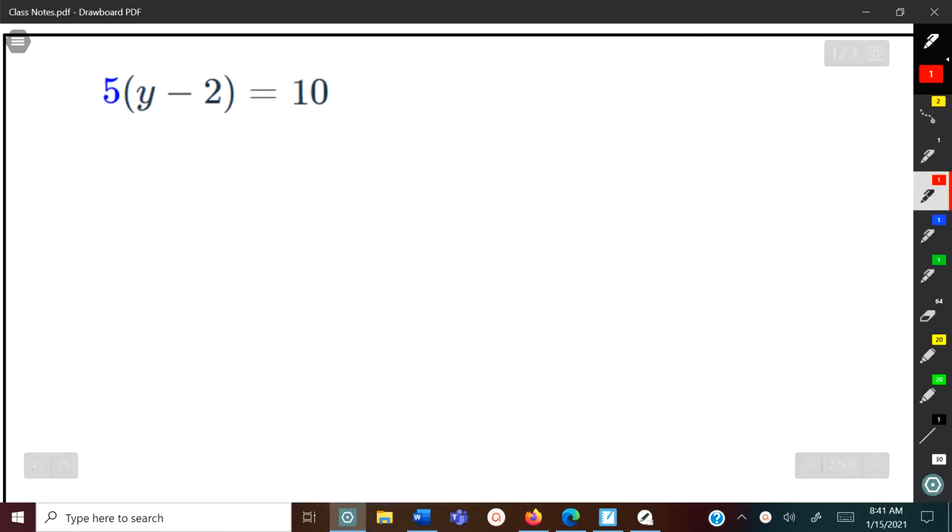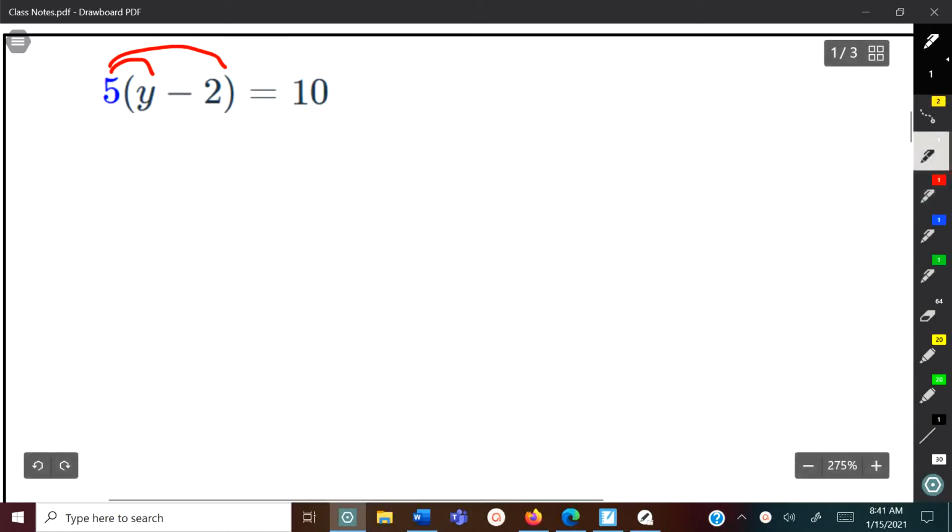I'm going to show a line indicating that distribution. We'll have 5 times y and 5 times negative 2. What I like to do when I multiply is to do the signs and then the numbers. So the 5 is positive, the y is positive. Positive times a positive is a positive. And then the number 5 times y is 5y.